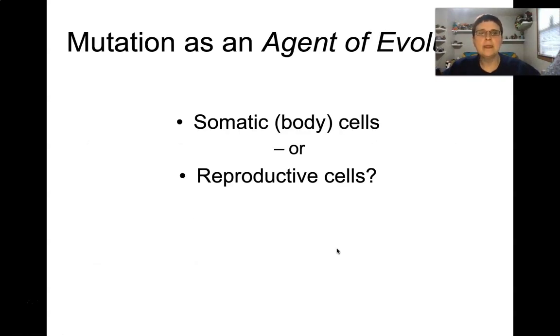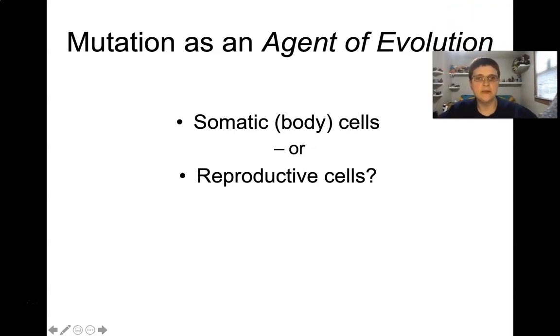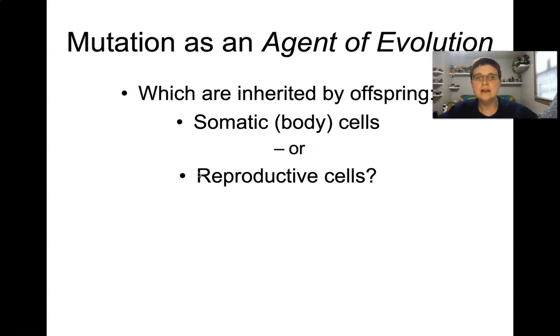The second part is where the change happens. Okay? So we as organisms are made up of two different types of cells. So we are made up of somatic cells, or what would be called body cells. And then we also have reproductive cells. And reproductive cells would be things like sperm and eggs. Okay. So which of these, somatic cells or reproductive cells, are the cells that get passed on to offspring? So which are inherited by offspring?